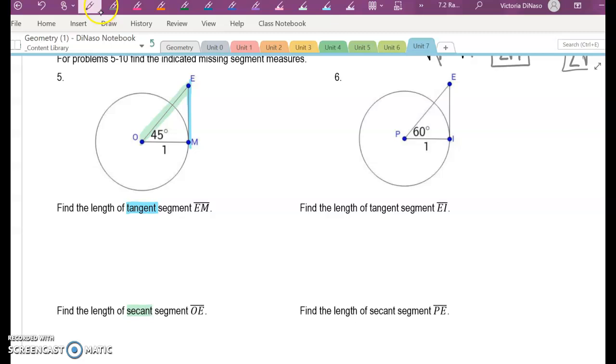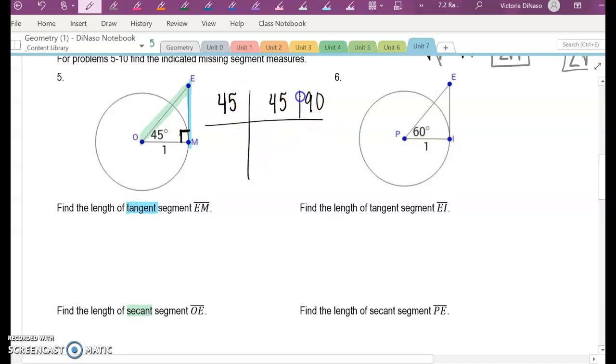Now the radius and the tangent form a right angle. So I'm going to put a right angle in that corner. You have to know that that forms a right angle right there. Because one angle is 45 and another angle is 90, this is automatically a 45, 45, 90. So I'm going to go ahead and draw out my chart. 45, 45, 90. So we have x, x, x square root 2.